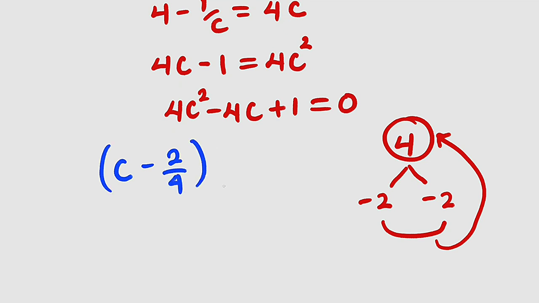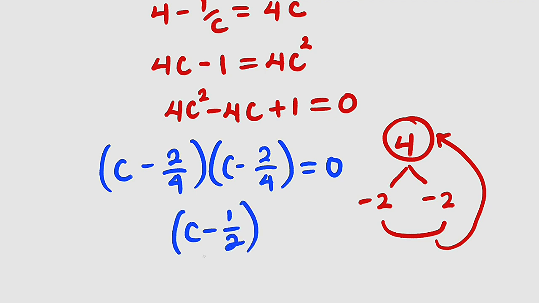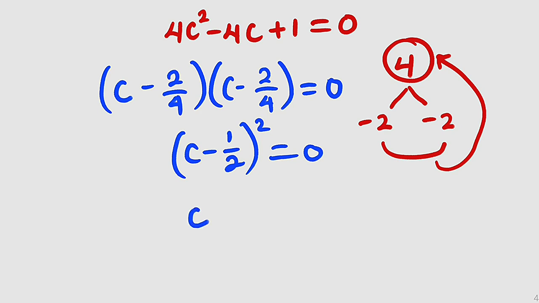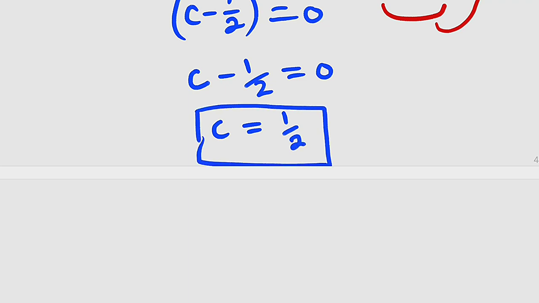You do the same thing here: c minus the other one, divided by the leading coefficient. This is equal to 0. These two factors are exactly the same, so it's the same thing as (c minus 2 divided by 4), which is c minus 1/2, whole squared, equal to 0. By taking the square root of both sides, you have c minus 1/2 equal to 0. Finally, if you take -1/2 to the other side, it becomes +1/2. So this is the value of c.